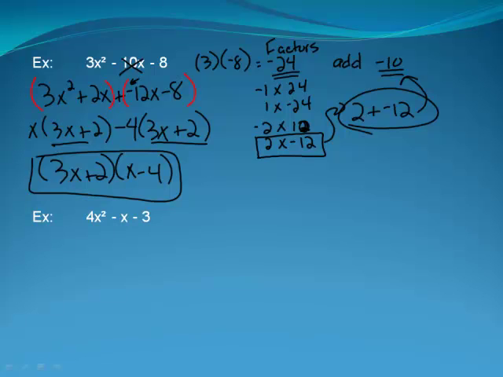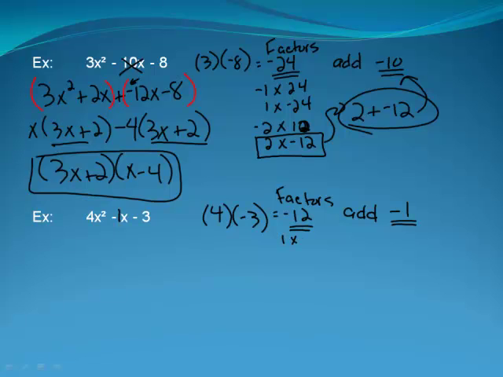Okay, next example. 4x squared minus x minus 3. Multiply your first and your last term together, the numerical coefficients. That gives us minus 12. We want factors of minus 12 that add to give us our middle term, which in this case, remember there's an understood 1 here. Okay, so we want them to add to give us a negative 1.